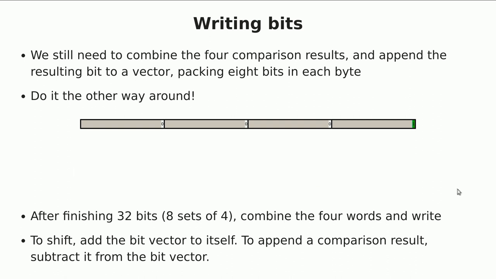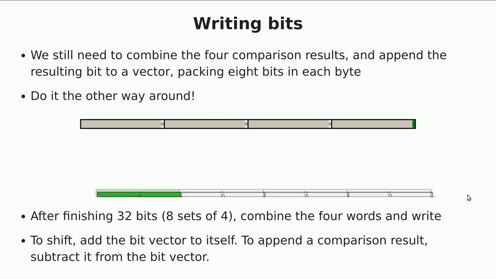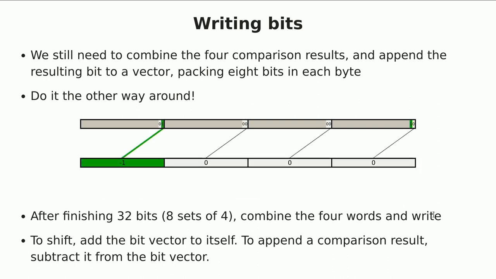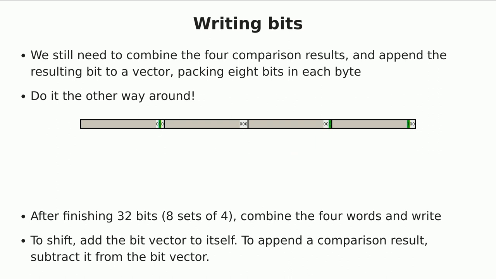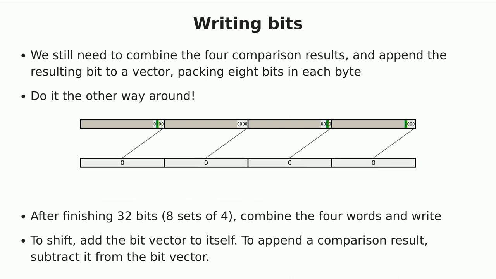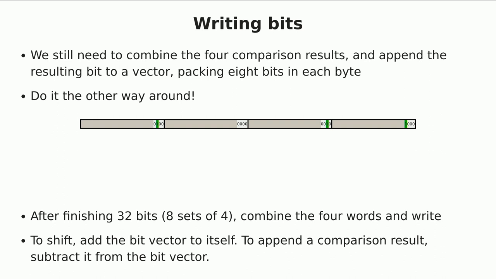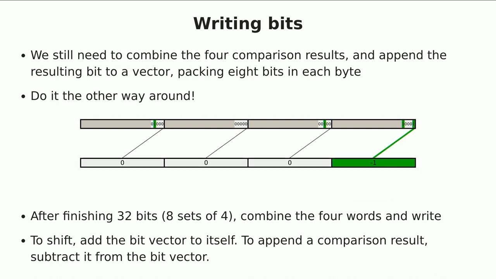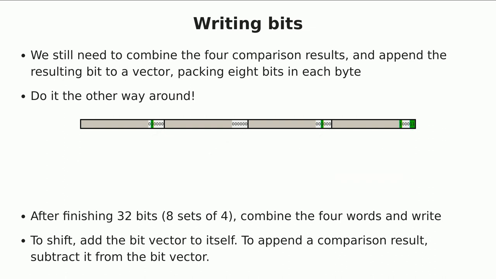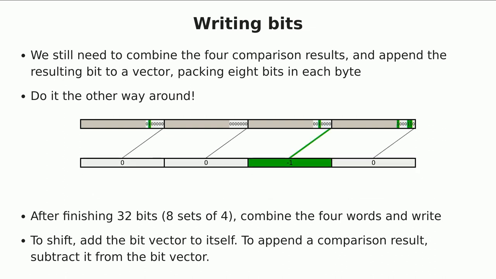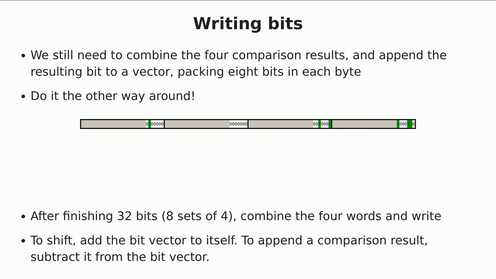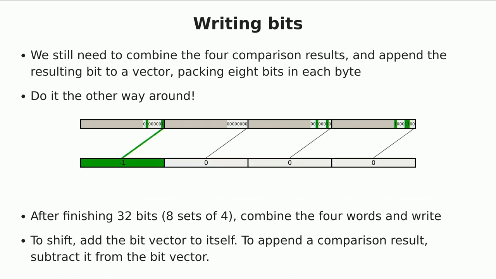And so I can keep doing this, and each time it either adds a one to one of these four results, or maybe it doesn't. And then, once I'm done with all that, I'm going to take all these results together, just bitwise OR them together, and then I have 32 bits that I can write to my result. So this handily gives us a vector of bits, which is what Dyalog uses, a packed bit vector.